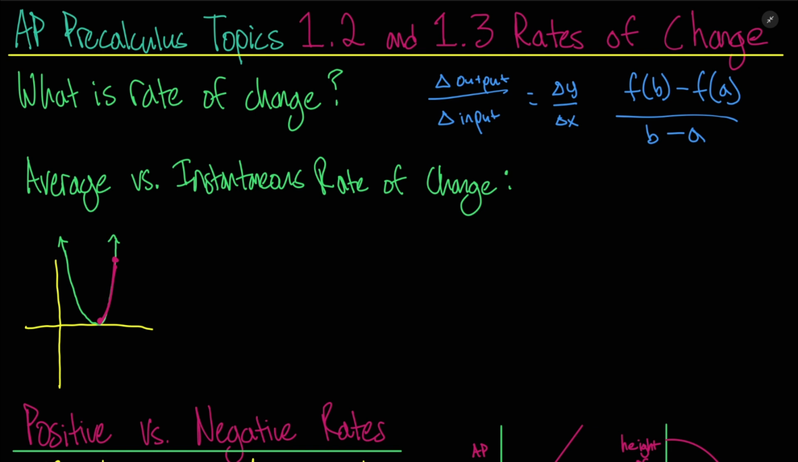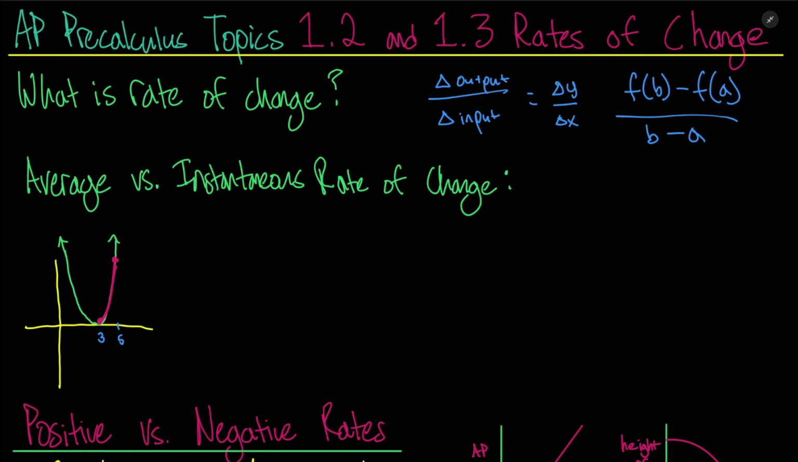So let's talk about average versus instantaneous rate of change. So an average rate of change measures the change over an interval. All right. So let's say this is x equals 3, and let's say this is the 5 mark. So that pink highlighted part of the graph is basically measuring the average rate of change from x equals 3 to x equals 5, from 3 to 5.